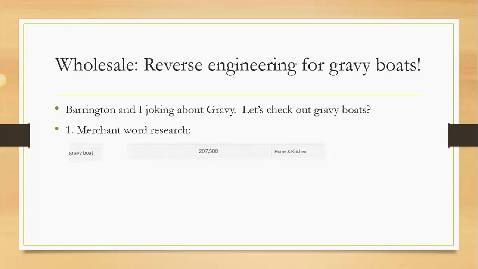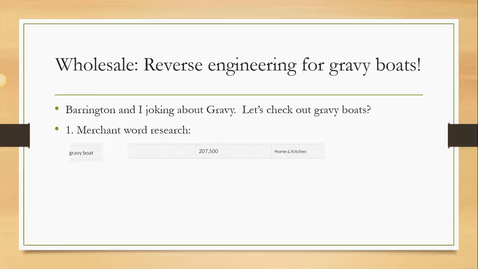So, when you're doing wholesale, sometimes we like to use reverse engineering when we're looking at Amazon and we find a product and we want to find who the manufacturer is and if we can go direct instead of running from store to store. So me and Barrington always joke about making the gravy. So what holds gravy? Well, gravy boats. So we made a joke one day. We said, man, let's try to find a supplier for gravy boats. And when we were doing this, we actually found out that gravy boats are a popular product on Amazon.